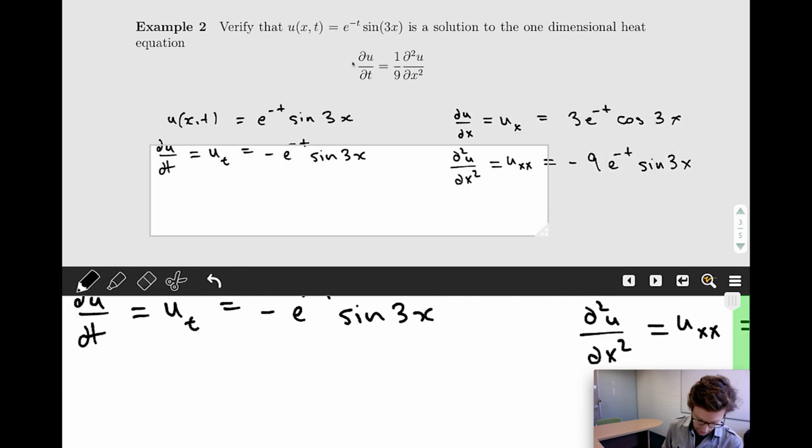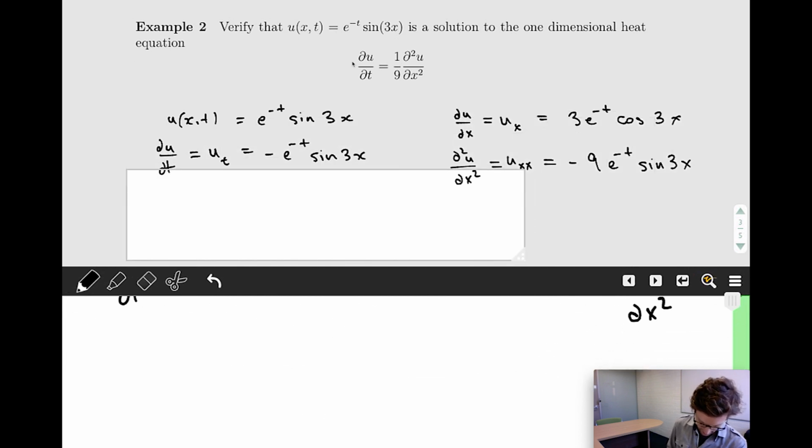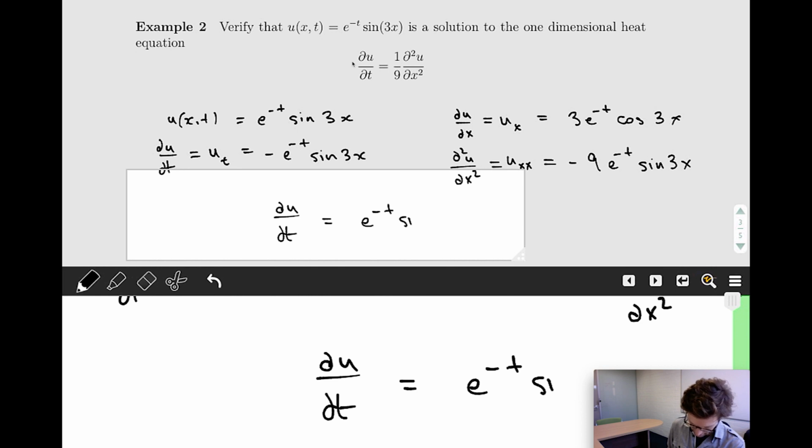So now I can substitute all of those expressions in. So I have du dt is equal to minus e to the minus t sine 3x. That's my left-hand side.